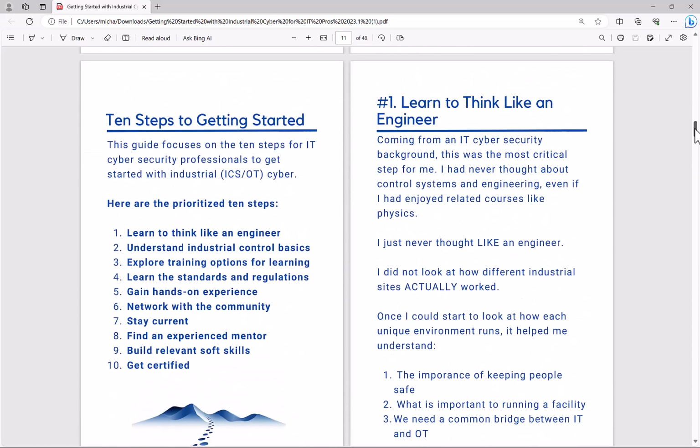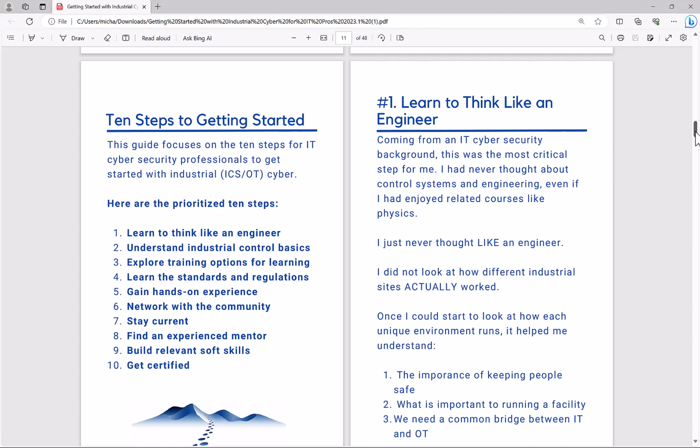So just to set the stage on why we're here, the rest of the ebook goes through these 10 steps that you can take to get started, to help you down your path into control system cybersecurity. I don't have to read those to you, but the first thing I talk about, and this was very important for me, coming from 20 plus years in IT cybersecurity, was that I needed to think like an engineer, and there's a couple of reasons for that. I don't even think I put all of them in here.